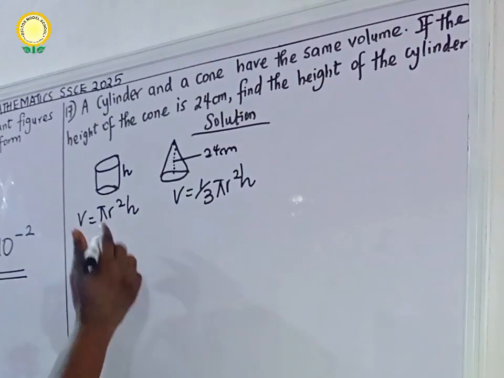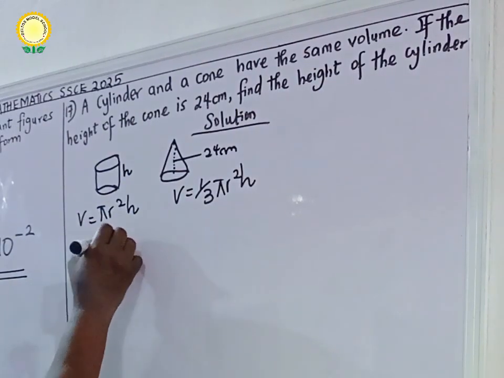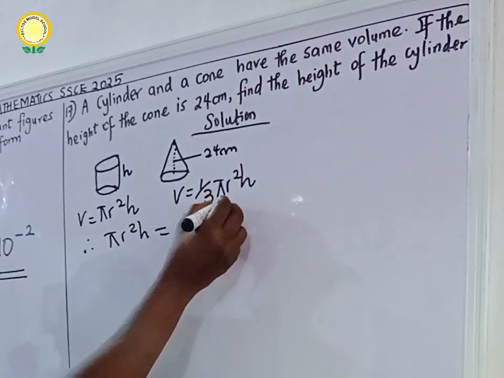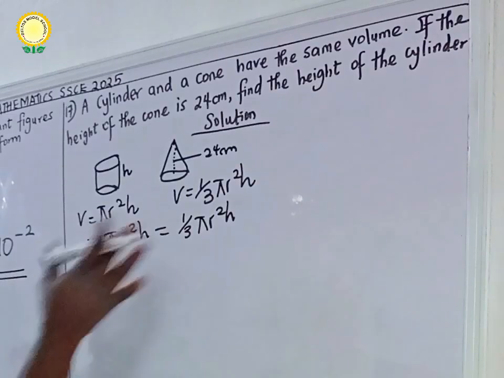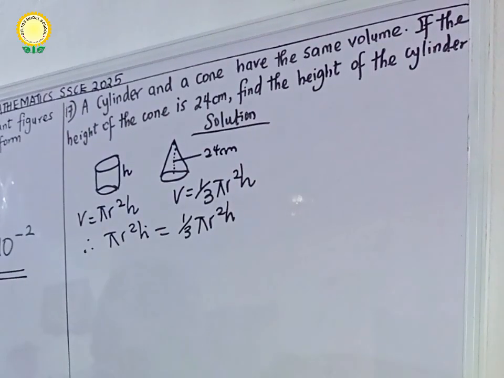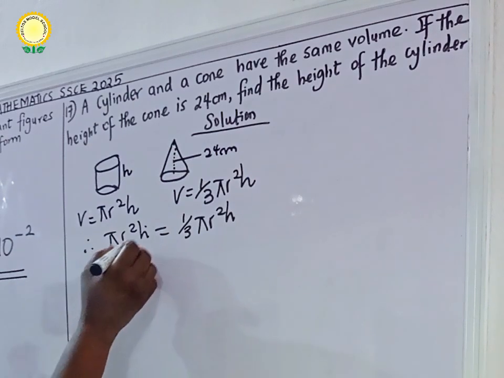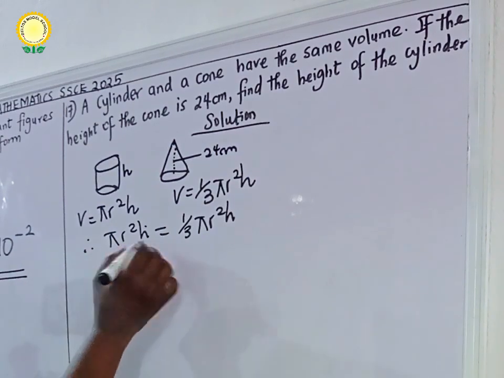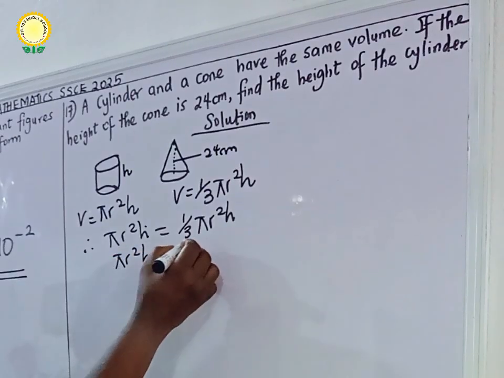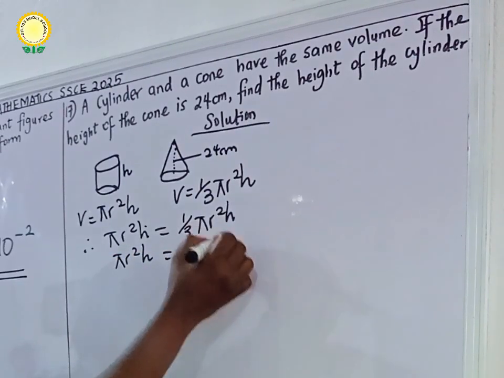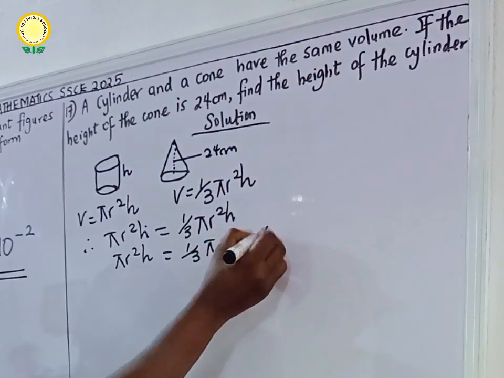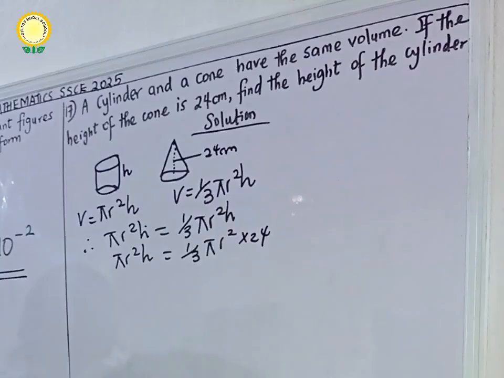Then we equate because we're told they are equal. Therefore, pi r squared h equals 1/3 pi r squared h for both of them. Now remember, this h belongs to the cylinder, so we don't know that. We are going to leave it at that. We are going to rewrite it: pi r squared h equals, but we know the height of the cone, and we are going to replace it. That is 24. Is that okay?